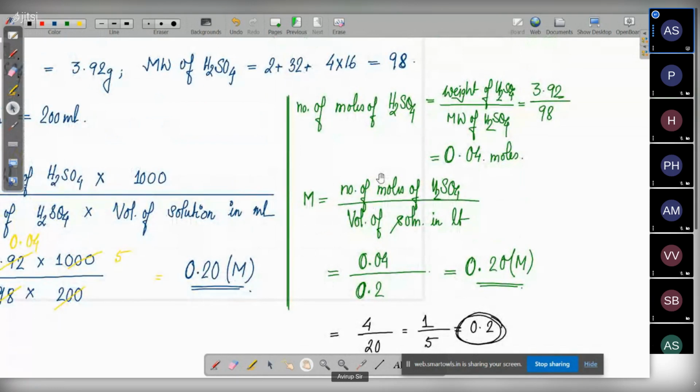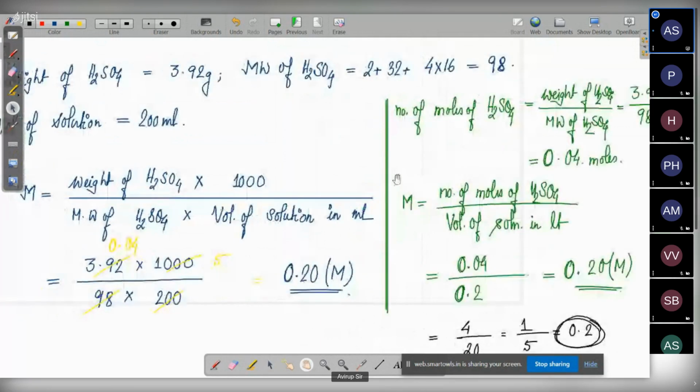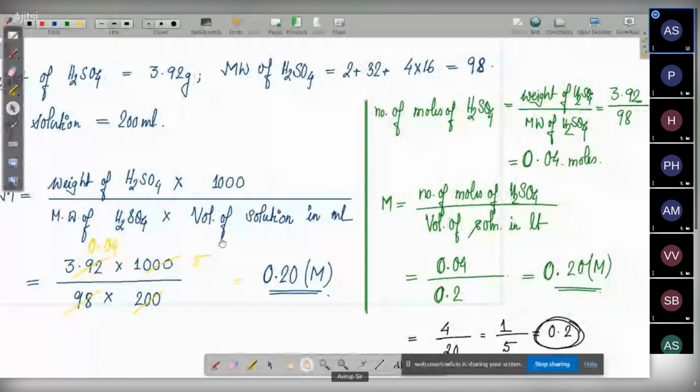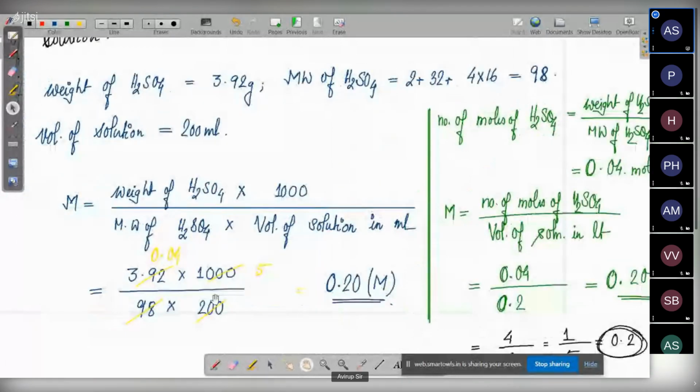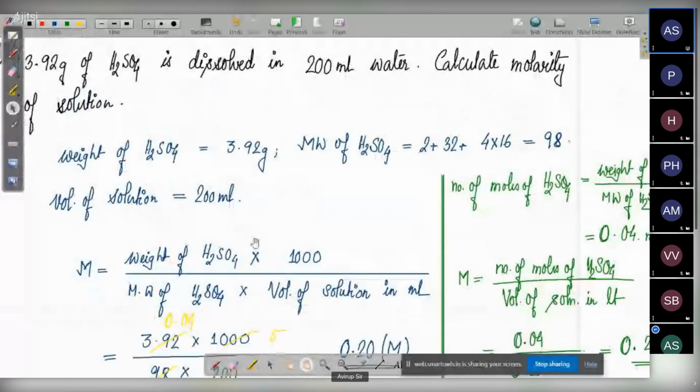In the first method, you are doing the entire calculation together. Here you are doing it separately. Here also I am applying the formula of number of moles only. See, weight of H2SO4 by molecular weight of H2SO4. Just in the second method, you are calculating it separately at first, whereas in the first one, you are doing it simultaneously in one equation itself.